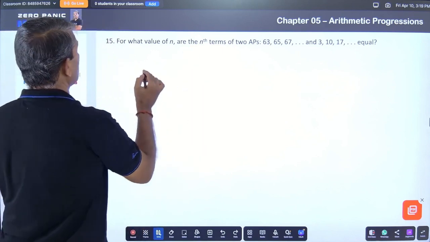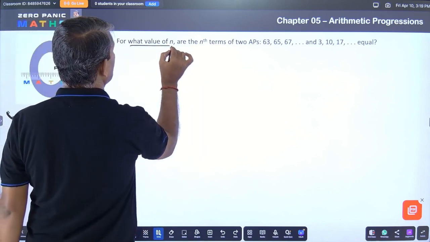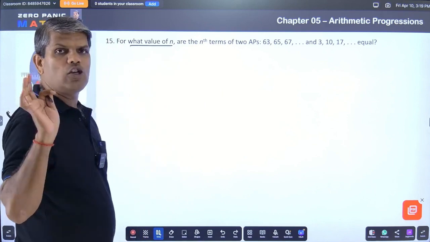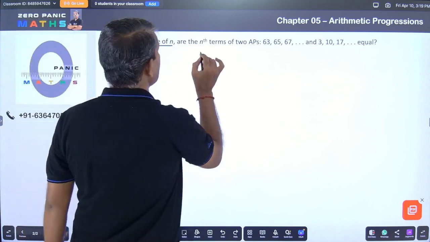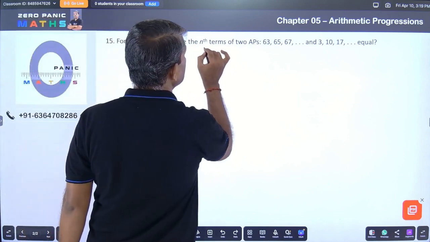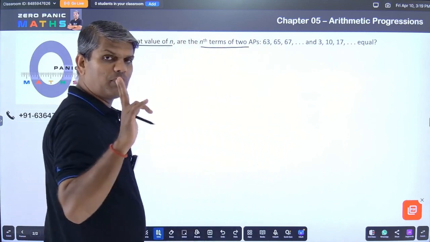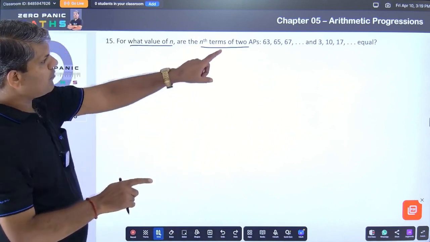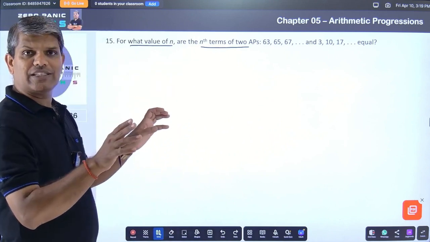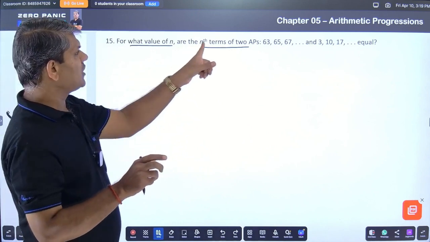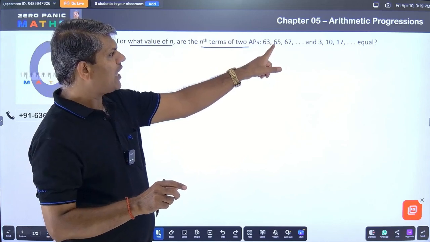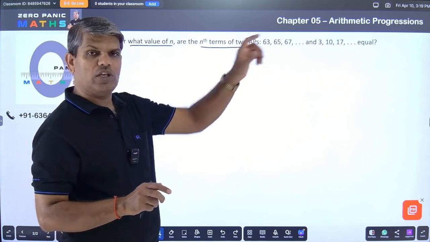Now what it says is, what is the value of n? We need to find out the value of n. That is for sure. What is given is that there are two APs, and the nth terms of both the APs are equal to each other for some value of n, which we don't know.